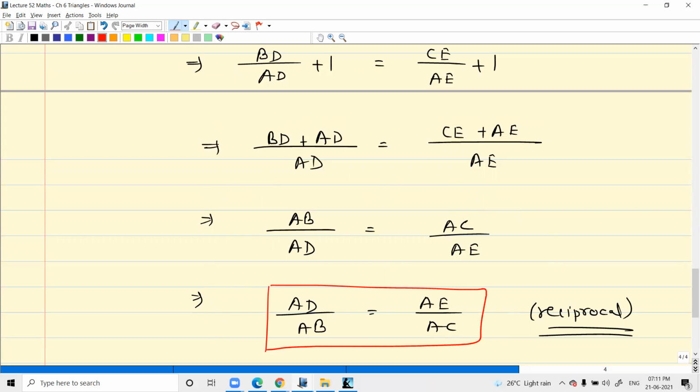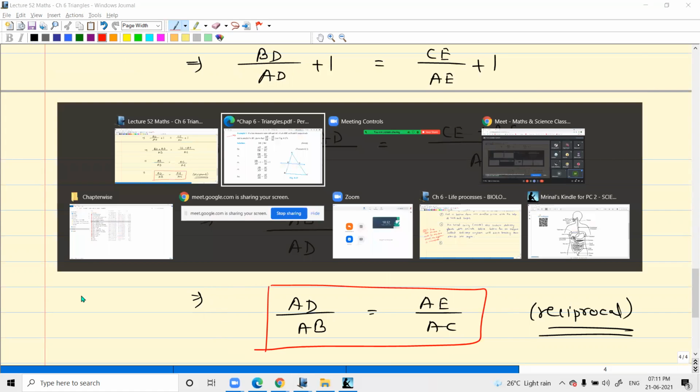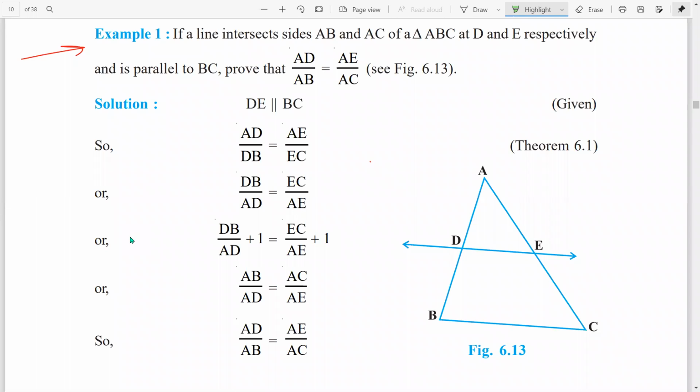Confirmation, guys, do you understand this? Yes, sir. Yes, sir.